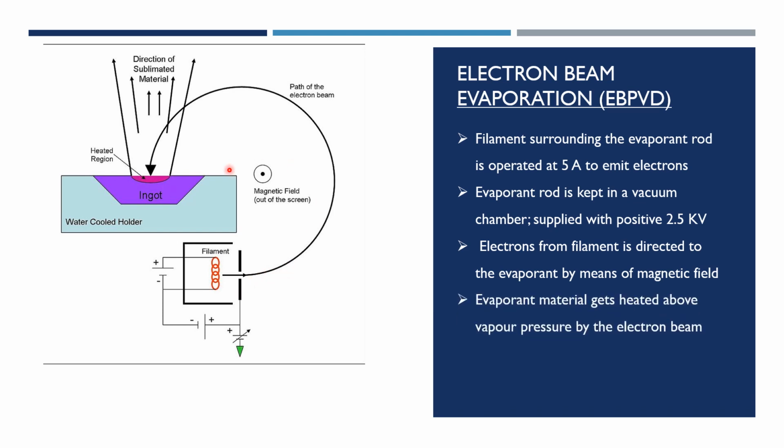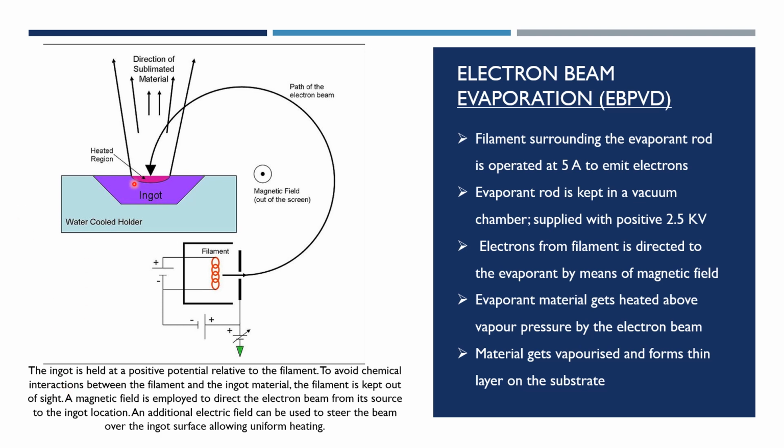As the electron beam hits this evaporant material, it gets heated above the vapor pressure by this electron beam. As a result of this continuous, highly localized heating by the electron beam, the material in that portion gets vaporized as shown in this figure, and this evaporated material gets deposited on the substrate material to form the thin film.